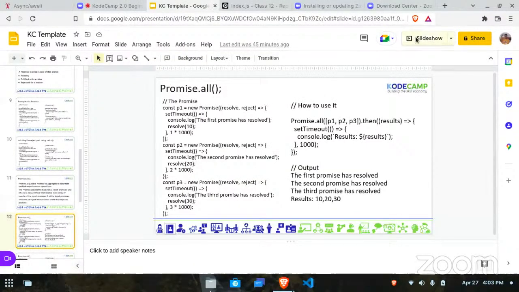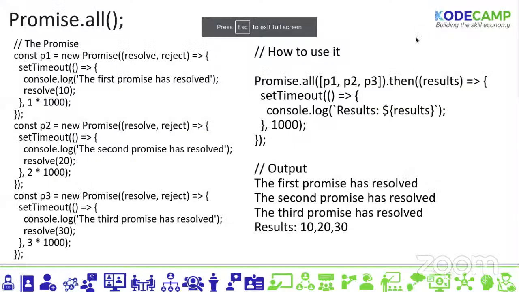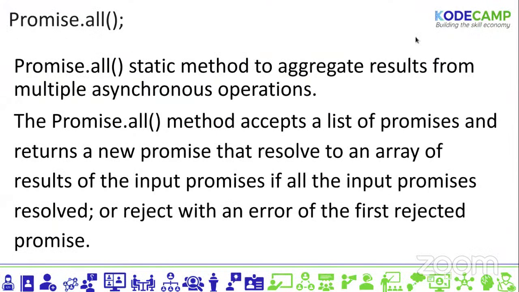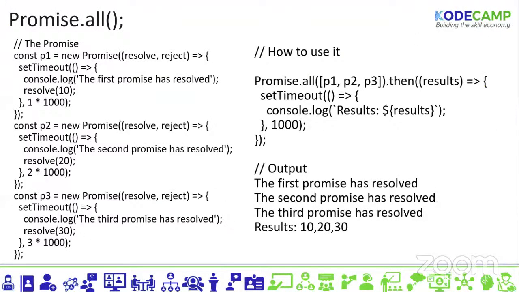So I explained about promise.all, right? So let's see how that works. We have 3 promises written here. The first promise resolves, and let's say all of the promises resolve. The first one returns a value of 10, the second one resolves and returns a value of 20, the third one resolves and returns a value of 30.